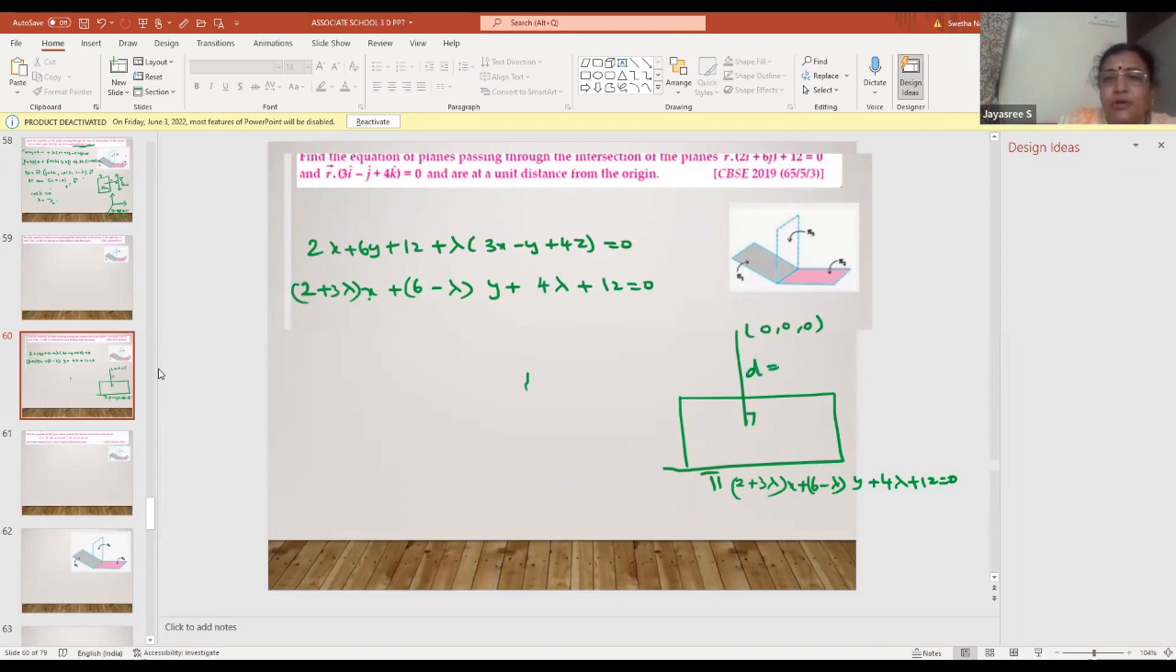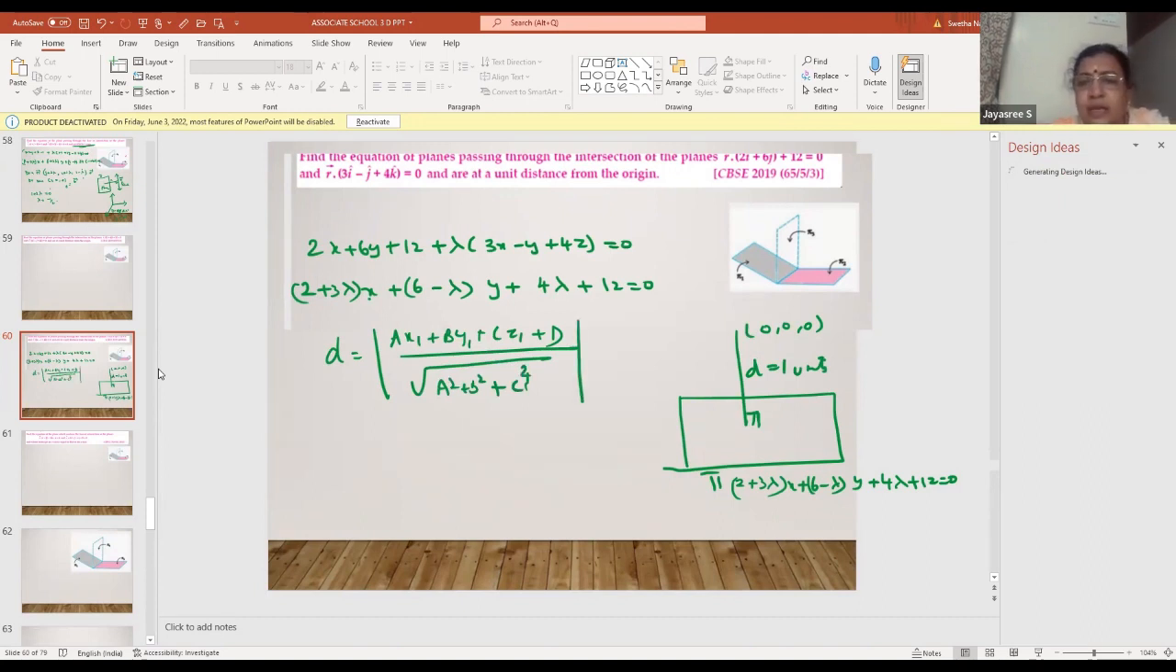That is, the distance is equal to 1 unit, given. So because the distance is given to you, we use the distance formula (ax1 + by1 + cz1 + d) by root of a square plus b square plus c square. Or directly you can use the formula d by root of a square plus b square plus c square, since it is from the origin.